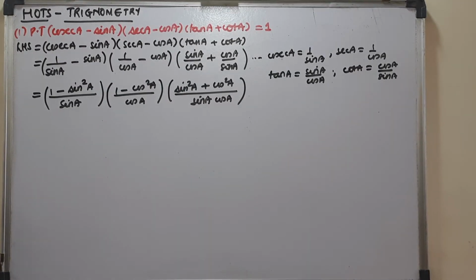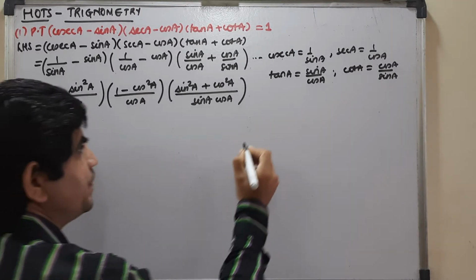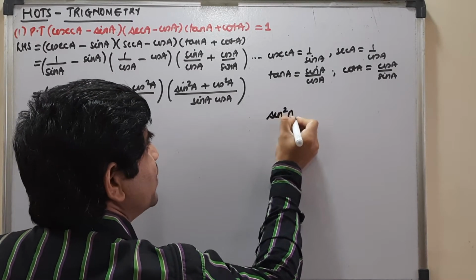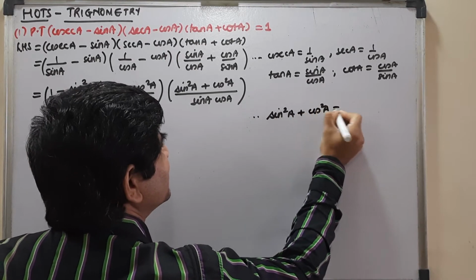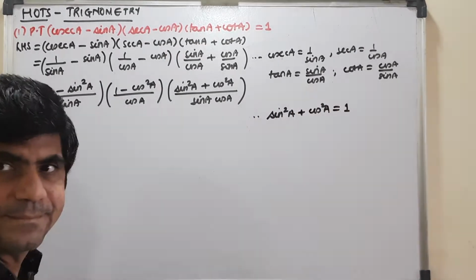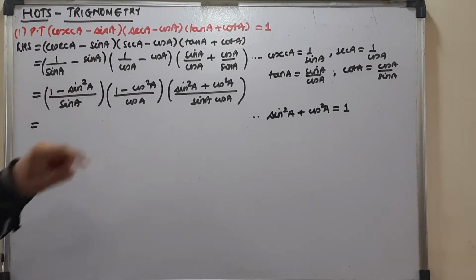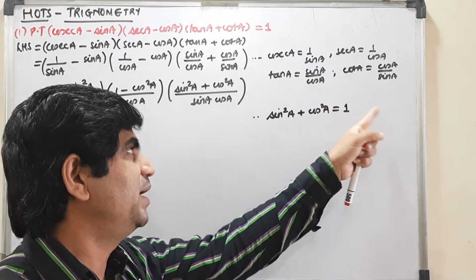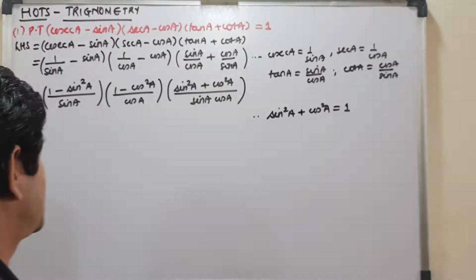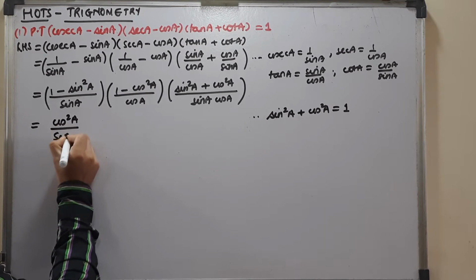Now, if you see here, I know one relationship, and that relationship is sin square A plus cos square A is equal to 1. Agreed? So it means that in 1 minus sin square A, this sin square A can be brought to this side. It will become 1 minus sin square A, which is equal to cos square A. So I can write this as cos square A upon sin A.